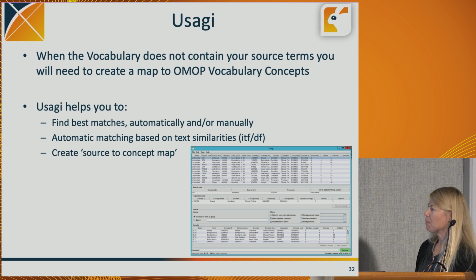And USAGI helps you find the best matches via a search function. It uses TF-IDF, which is term frequency, inverse document frequency, which is just a text-based recommender system. And you're able to search, narrow down your search. You can do it by domain, by vocabulary and stuff to give you closest matches.